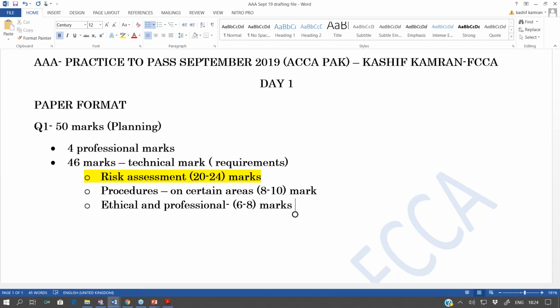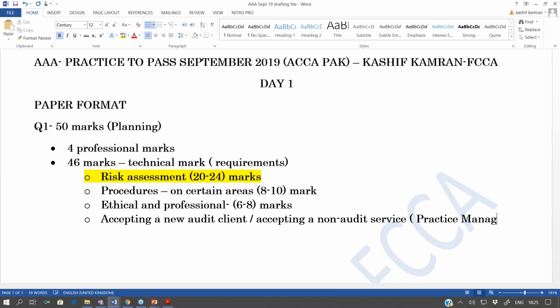Now you move down. What else is in the first question? The examiner can ask you about accepting a new client in the first question, accepting a new audit client, or accepting a non-audit service. This falls under something which is known as practice management. If you've seen the syllabus of your AAA exams, there is an area known as practice management. So this is basically practice management.